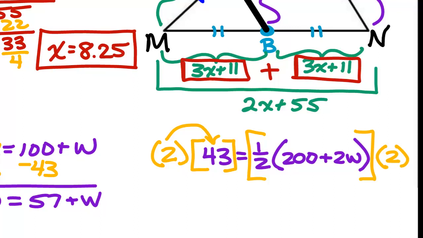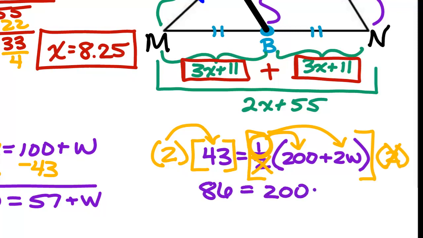That would multiply to my 43 here. The 2 that I multiply by would cancel out with my denominator, so technically I'd still have a 1 that needed to be distributed. Yep, I would get 86 equals 200 plus 2W, and then I would solve it from there. It comes out to be the exact same.